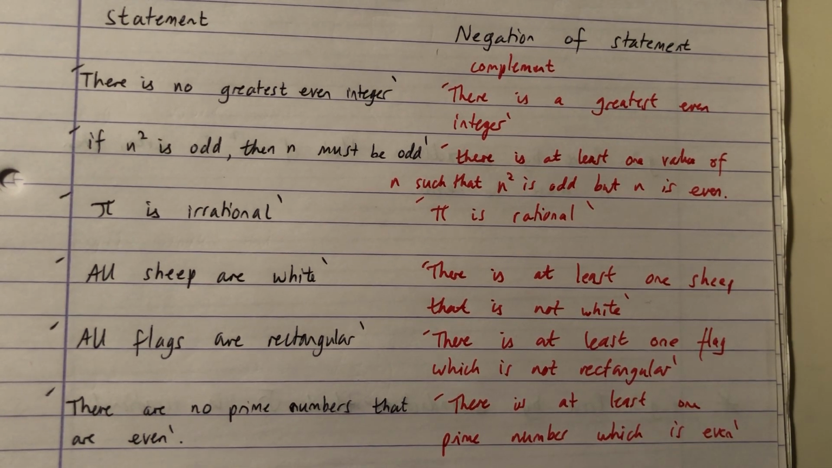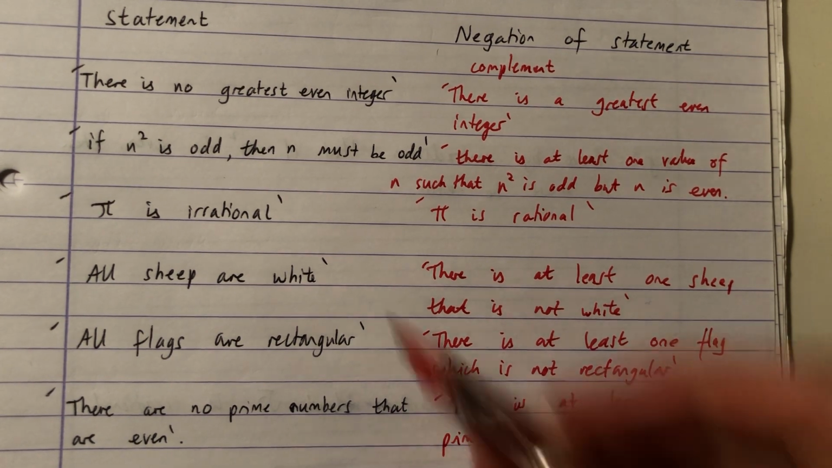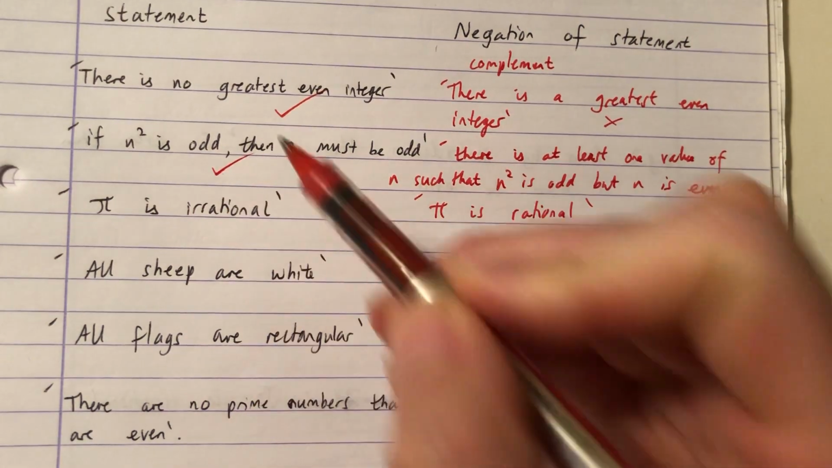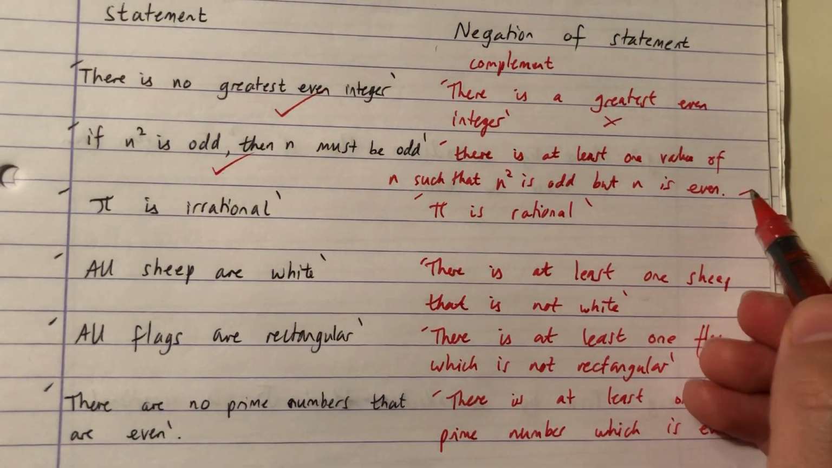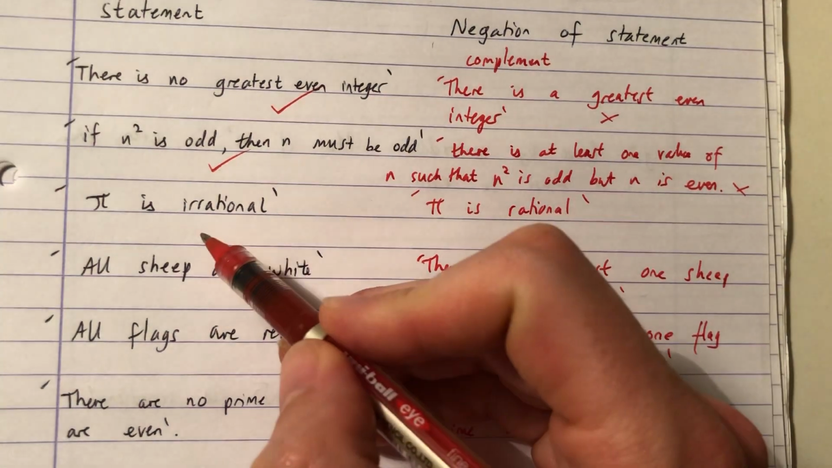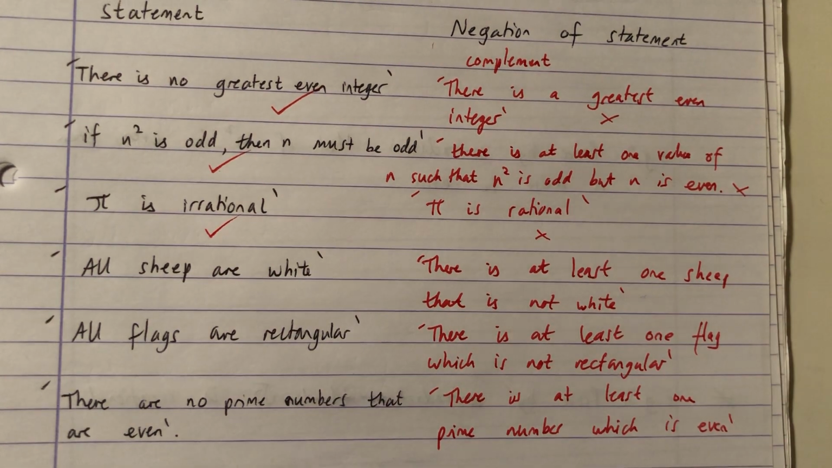Like if we quickly went through these, the first statement is there is no greatest even integer. We agree with that statement. That would be true. The other one would be false. The second one is if n squared is odd, then n must be odd. The more you think about that, you'll realize, yeah, that is a true statement. This other statement is false. Pi is irrational. Pi is rational. Pi is irrational. It can't be expressed as a fraction.